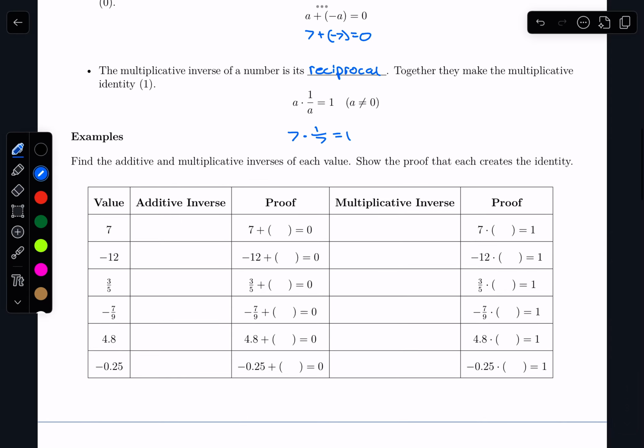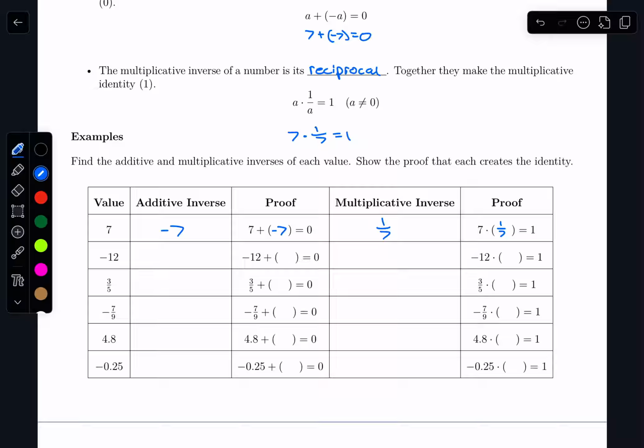We've already used our number 7 a couple times, so we've seen this first row. But what we're going to be doing is filling in what the additive and multiplicative inverse is, and then just writing the proof, where we write that number in to show that it does in fact equal the identity in each case. So for 7, the additive inverse is its opposite, negative 7. 7 plus negative 7 gives us 0, which is the additive identity. The multiplicative inverse of 7 is 1 over 7, and 7 times 1 over 7, the 7 on top cancels the 7 on bottom, so that just gives us 1.